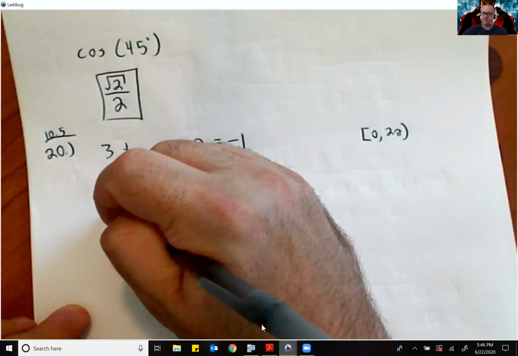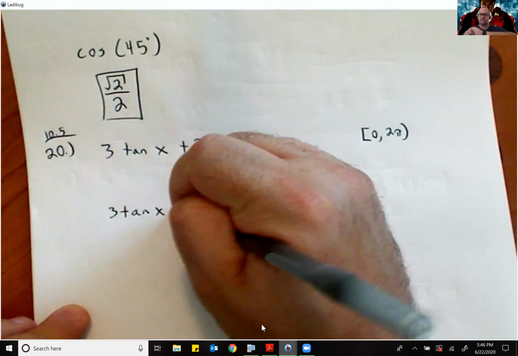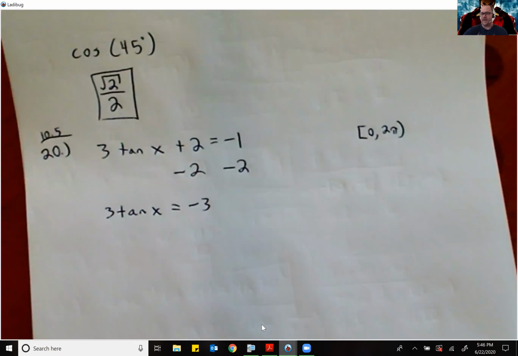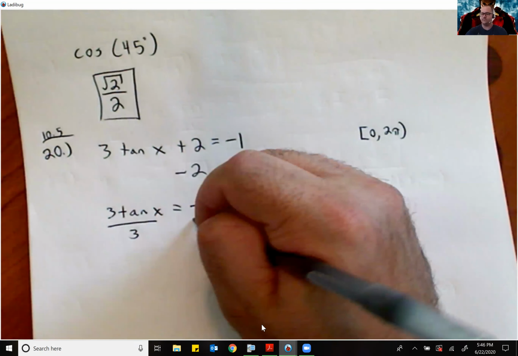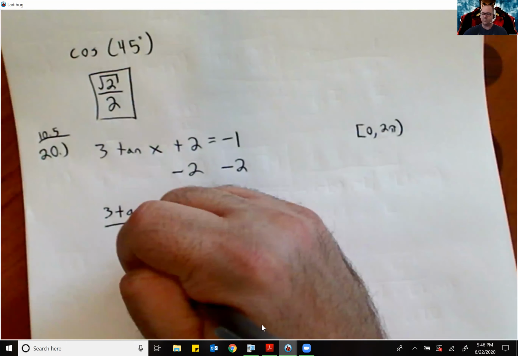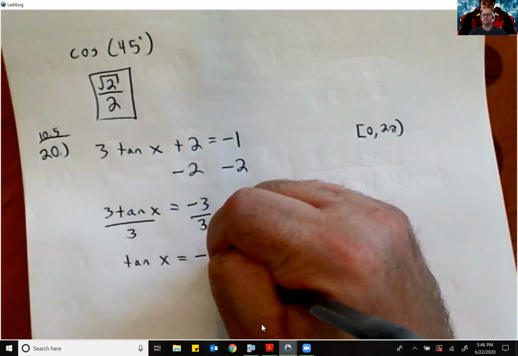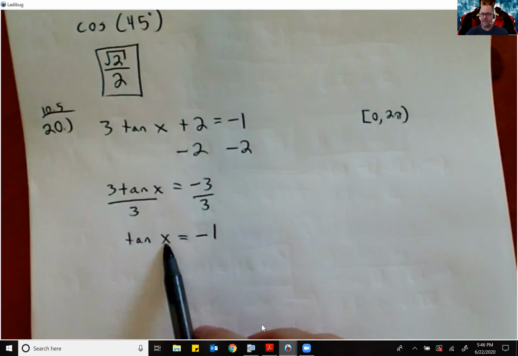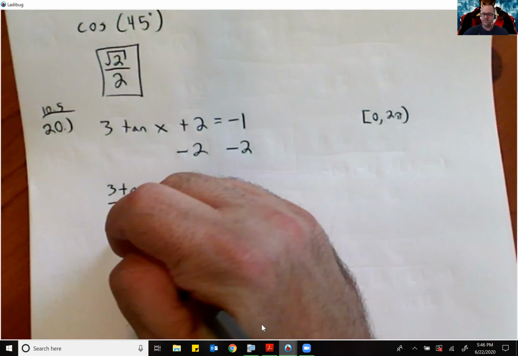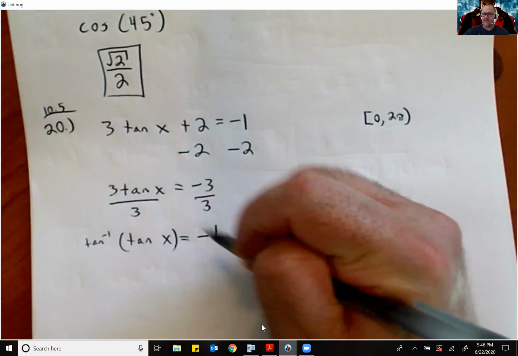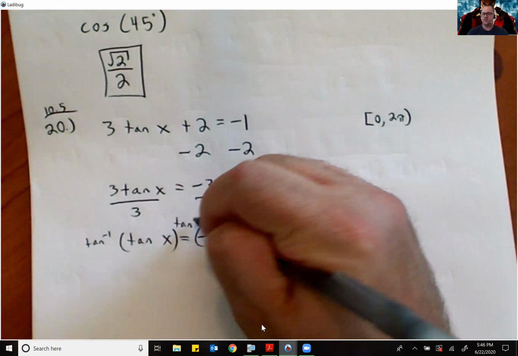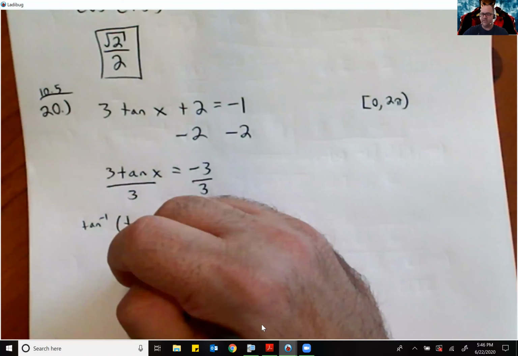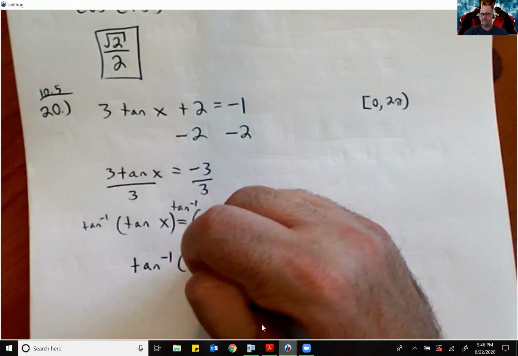So 3 tangent x equals -3. Divide by 3, divide by 3. Tangent x equals -1. Okay? So how do I get the x by itself? Or in other words, how do I figure out the angle? You take the inverse. Your last step should always be about taking a trig inverse. So we want to figure out what this answer is. What is tangent inverse of -1?